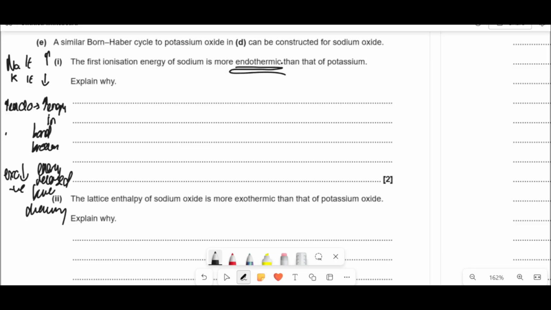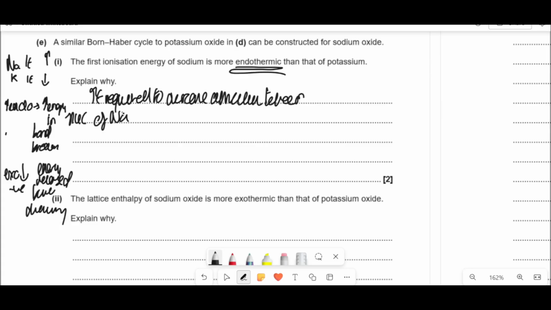So it's asking you, why is this more endothermic? Well, if it's more endothermic, it means more energy has been required to overcome the attraction, because it's the first ionization energy, peeling an electron off, the attraction between the nucleus of sodium and the outermost electron.